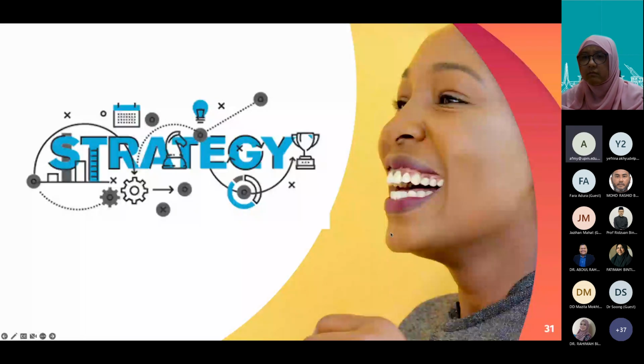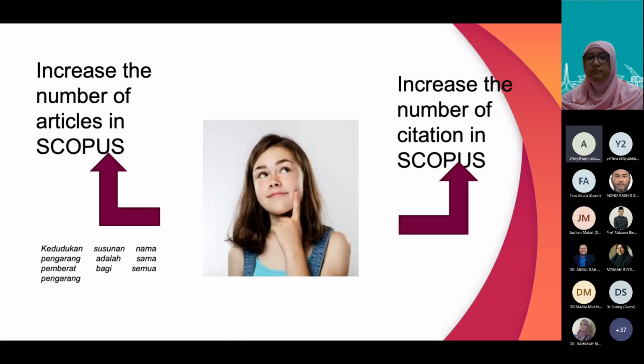Okay, now we come to our strategy. So now I hope that at this stage all of you know what a Scopus database is, how to calculate the H index, and how to increase your H index. Now we talk about the strategy. To increase your H index, there are two things that you need to do. The first thing is to increase the number of articles in the Scopus.